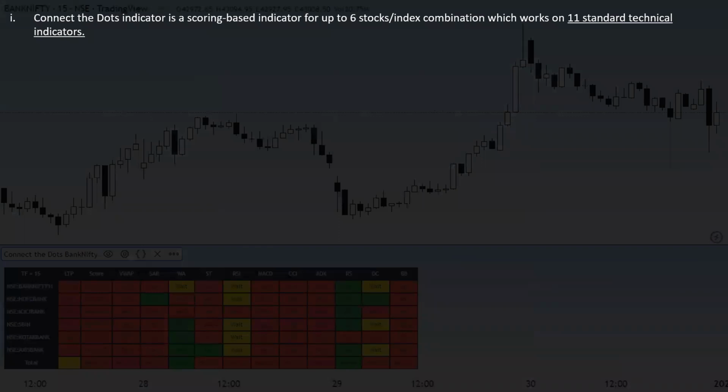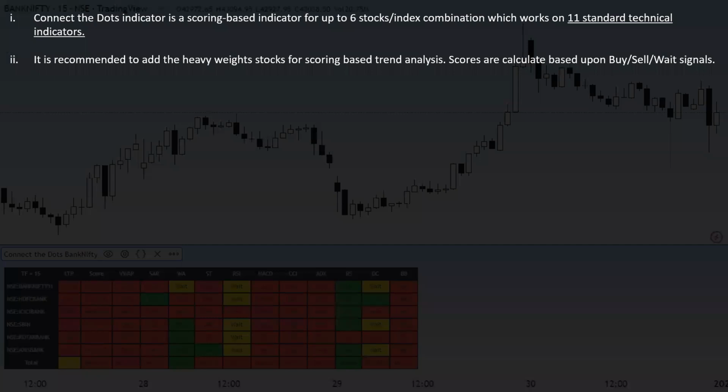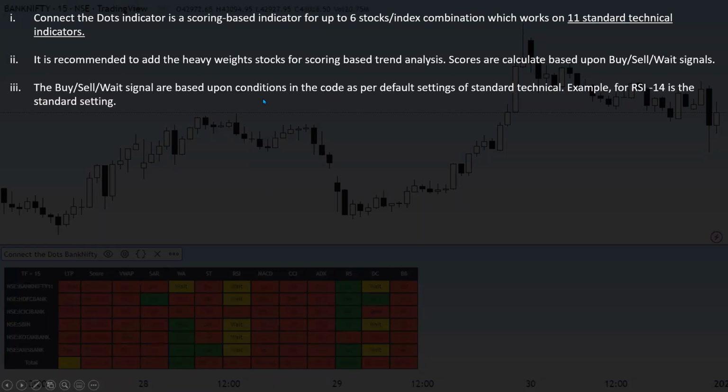So connect the dot indicator is a scoring based indicator for up to 6 stocks or index combination, which works on 11 standard technical indicators. These are all standard indicators, right? It is recommended to add the heavyweight stocks for scoring based trend analysis. Scores are calculated based upon the buy, sell, and weight. You can see यहाँ पे buy आ रहा है, which is in red, buy आ रहा है, which is in green, sell आ रहा है, which is in red, and weight आ रहा है, which is in yellow, just like traffic lights. So the buy, sell, weight signals are based upon conditions in the code as per default settings of standard technical settings.